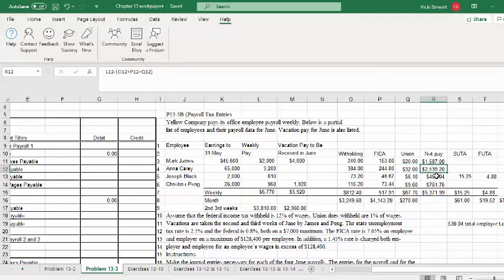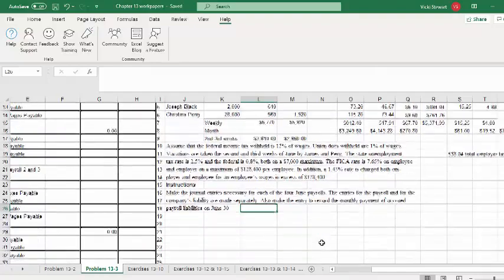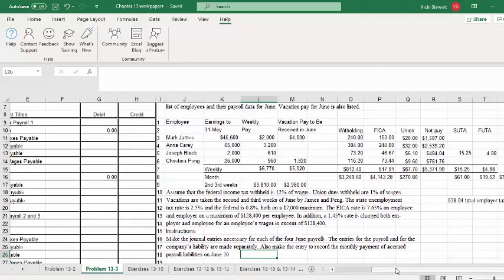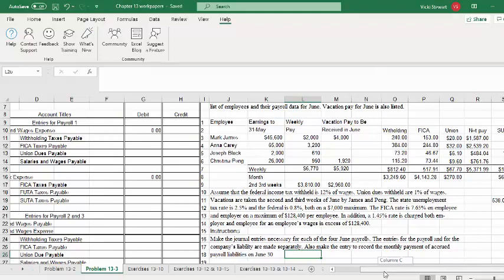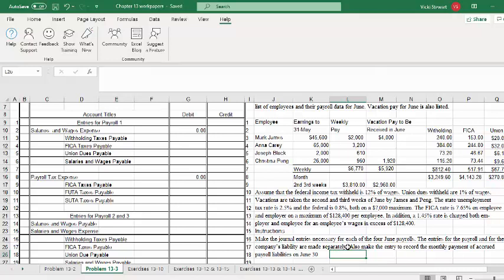And I have done that in this column, and then I have summed it for the weekly pay for all 4 employees. So again, this payroll register is what I'm going to be using to record the entries for each of the weekly pay as we are asked to do in the problem, and show the entry to remit all of the withholding at the end of the month. So let's see how this will work.